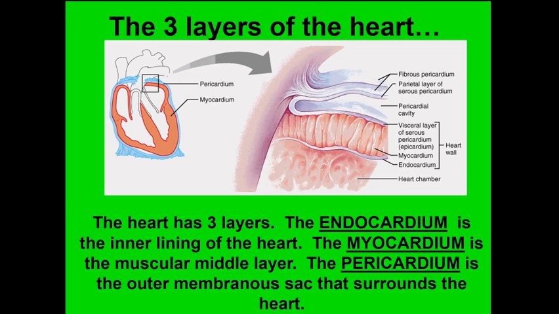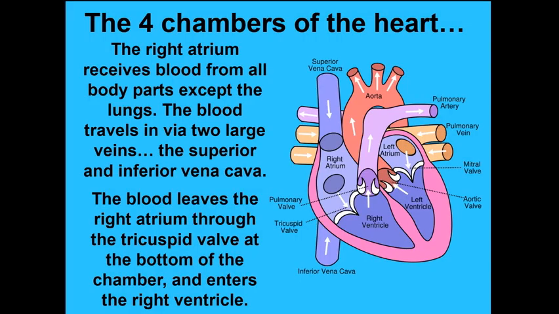Now to the three layers of the heart. The three layers of the heart include the endocardium, the myocardium, and the pericardium. The endocardium is the inner lining of the heart. The myocardium is a muscular middle layer, and the pericardium is the outer membranous sac that surrounds the heart. So this layer protects the heart.